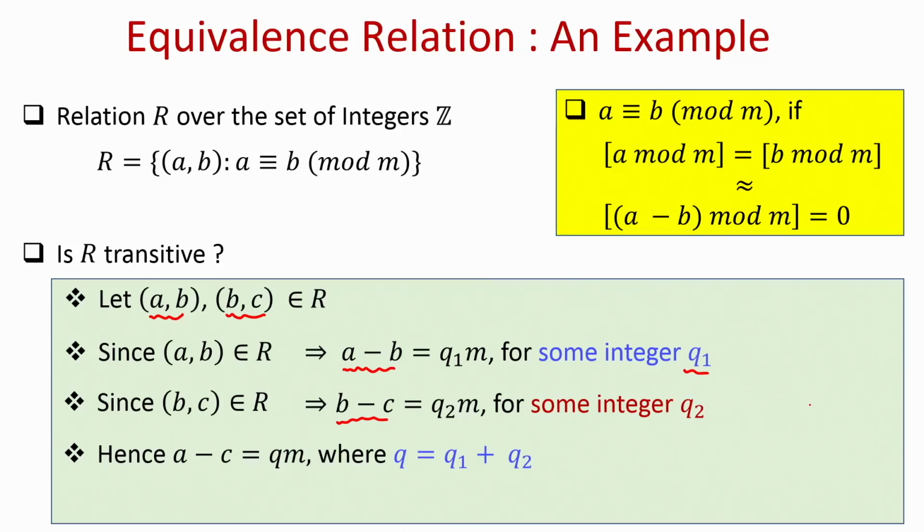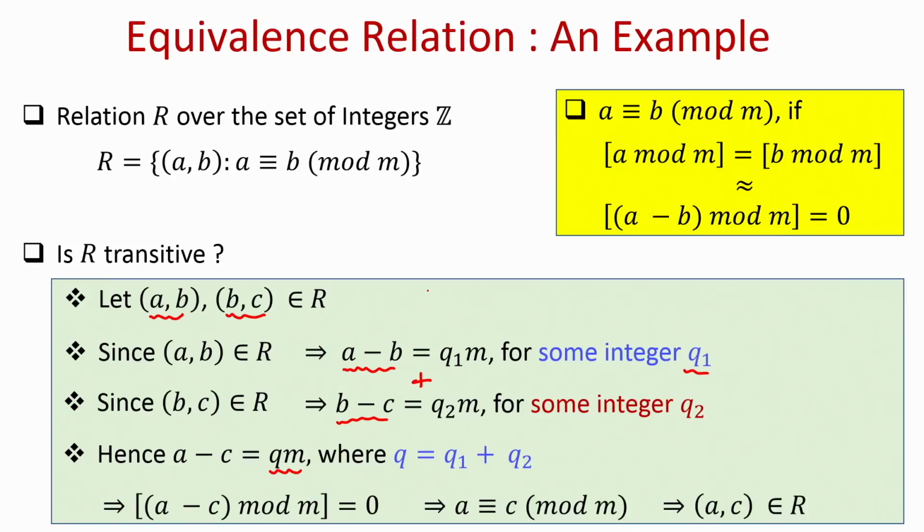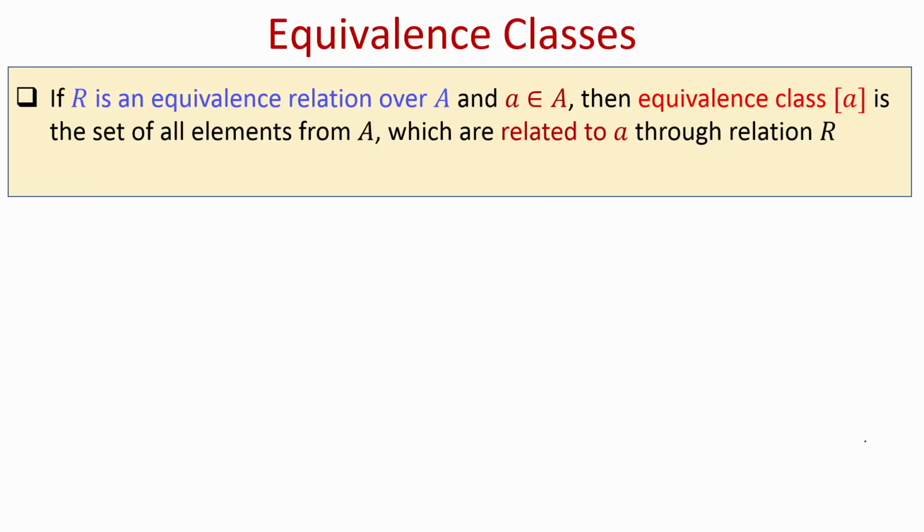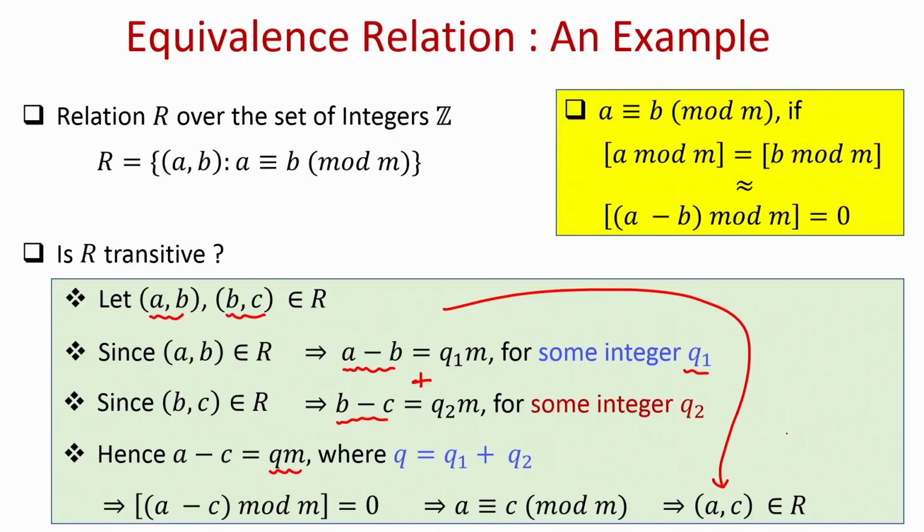Now, what I can say here is, if I add these two equations, I get that A minus C is some multiple of M, namely it is (q1 plus q2) times M. That means A minus C is completely divisible by the integer M, which in other words means that A is congruent to C modulo M, and if A is congruent to C modulo M, that means the integer A is related to integer C, and that proves that your relation R is transitive as well. Okay. So, this is an example of an equivalence relation.